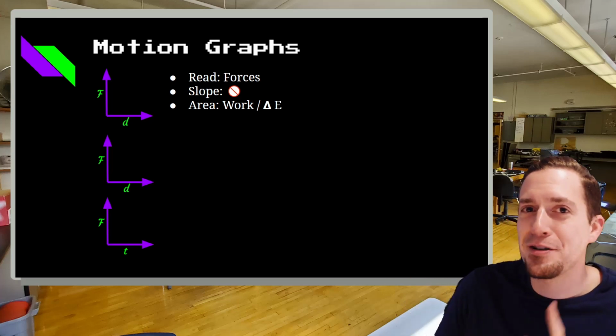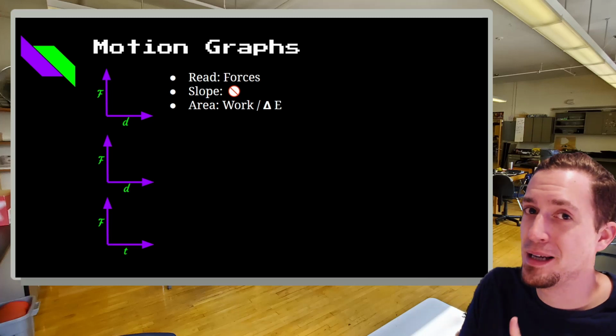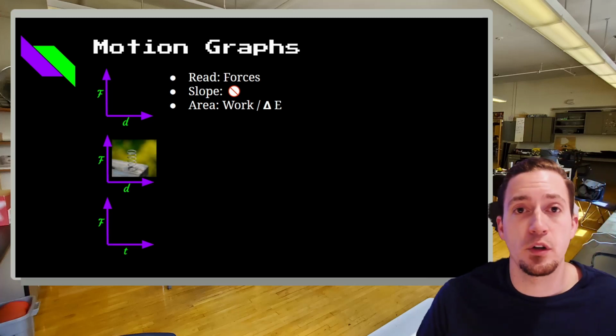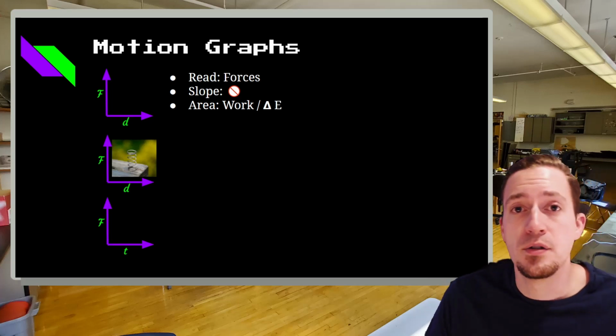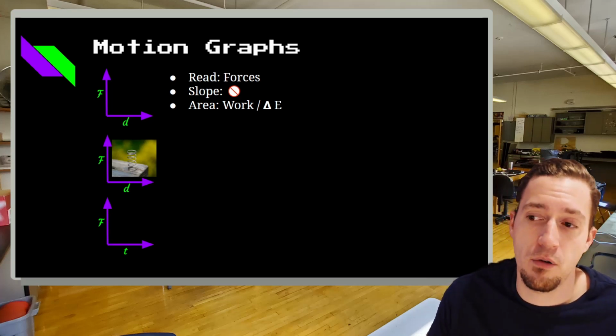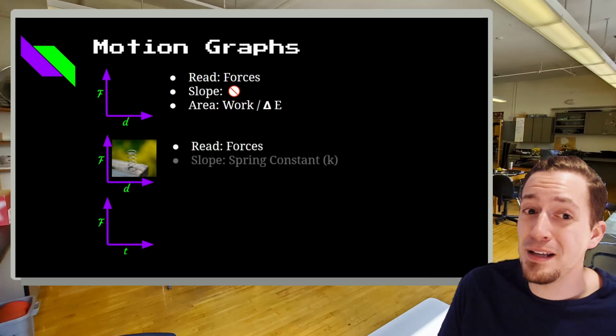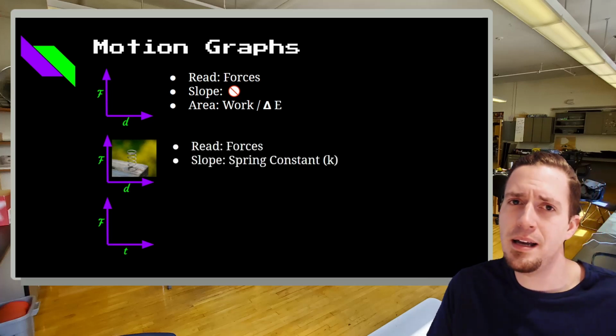But now we can actually have force displacement graphs that mean different things-ish if they involve springs. So if the graph is from a spring type experiment, students are stretching a spring and creating a graph from it, then if we read this, well, we'd still get forces. But if we slope this graph, we'd get the spring constant.